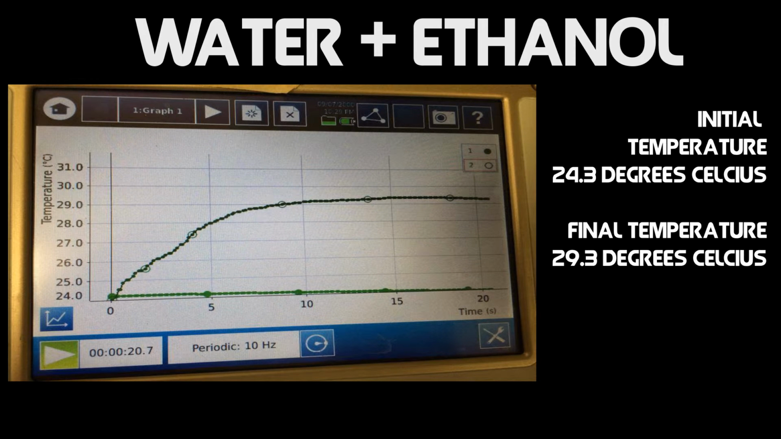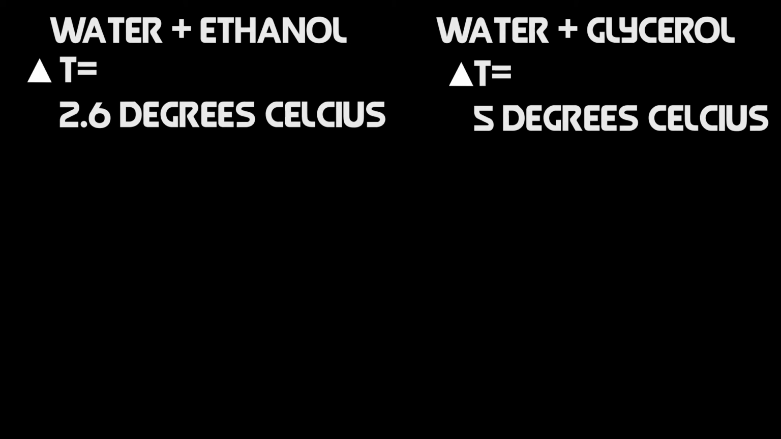The initial temperature of water was measured at 24.3 degrees Celsius. Once ethanol was added, this temperature increased to 29.3 degrees Celsius over a time period of 20 seconds. The change in temperature was 5 degrees Celsius. From these results, it is clear that the change in temperature of water and glycerol was less than the change in temperature of the mixture of water and ethanol. All this occurred because of the intermolecular forces that were present.